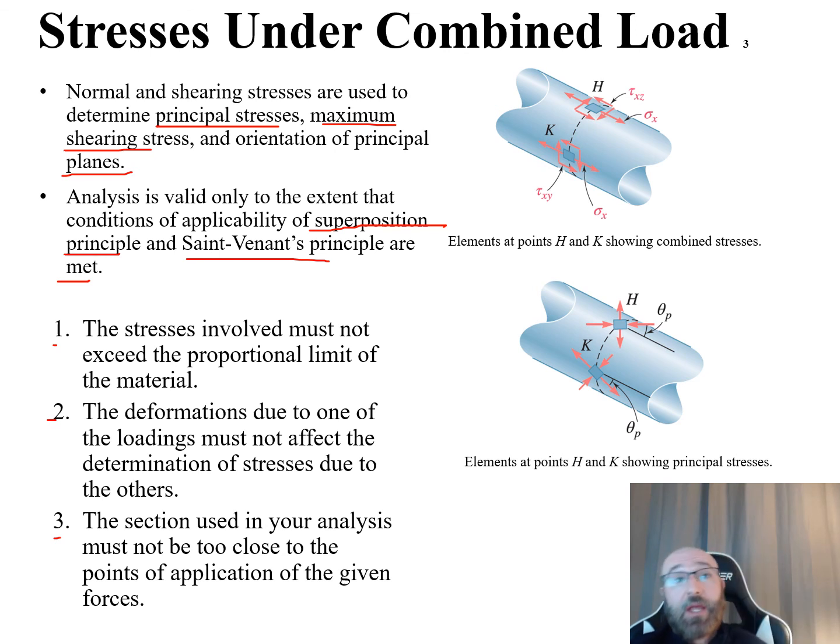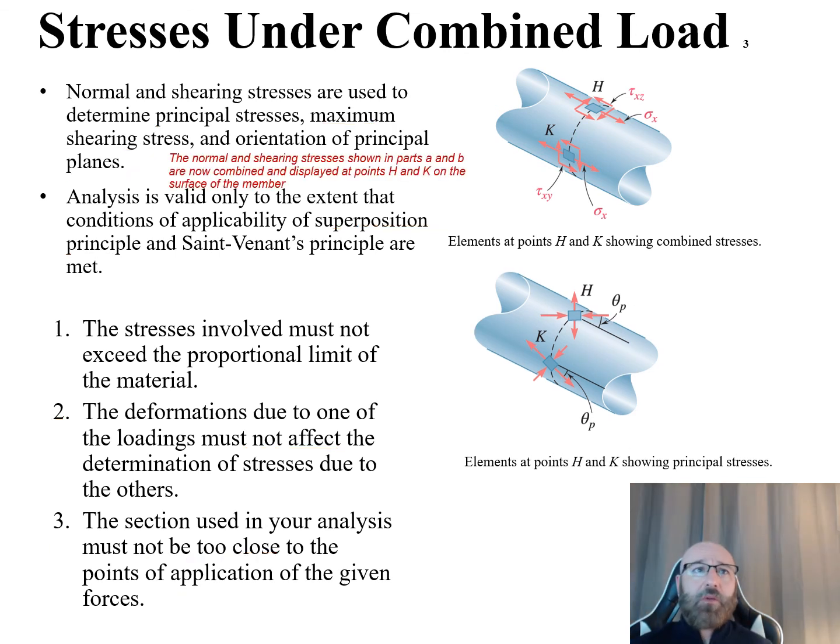So 1 is that the stresses involved must not exceed the proportional limit of the material. The reason for this is that the method presented here cannot be applied to plastic deformation. So 2 over here, that we need to meet our criteria, is that the deformations due to one of the loadings must not affect the determination of the stresses of the others. And last, in part 3, we have that the section used in the analysis must not be too close to the point of application of the given loads.